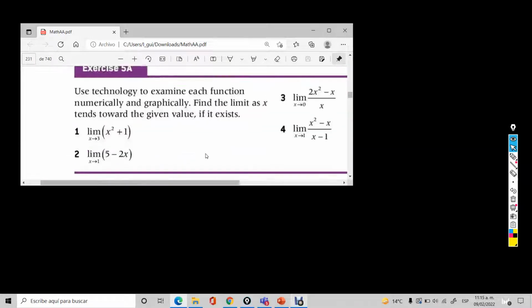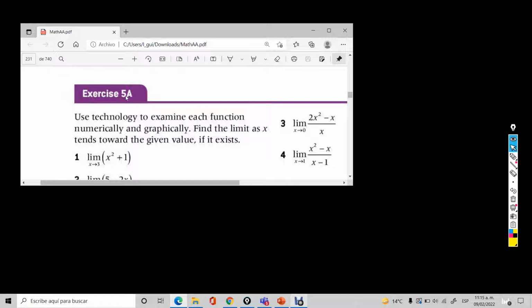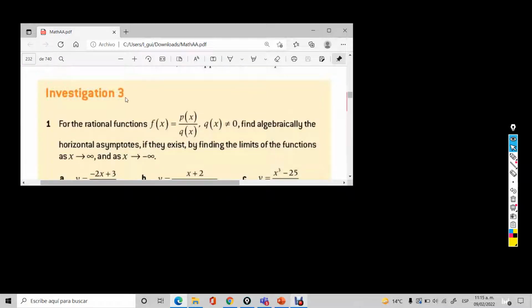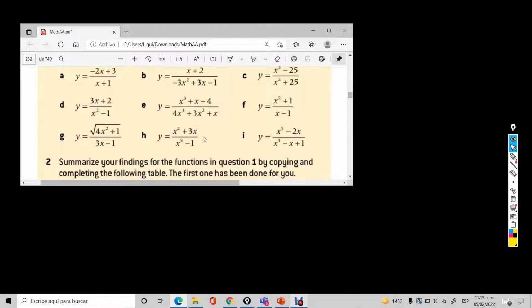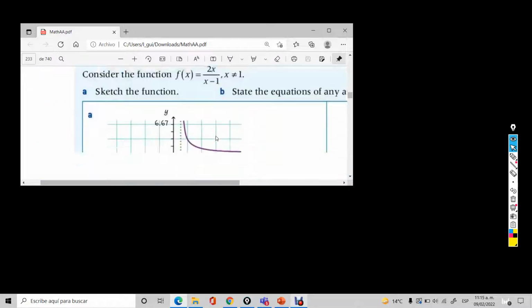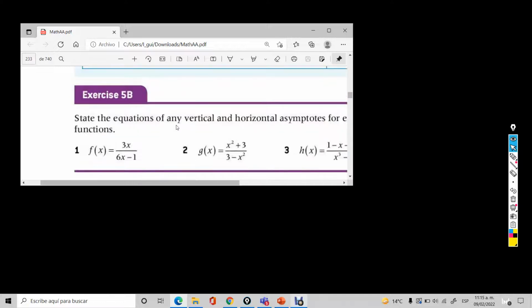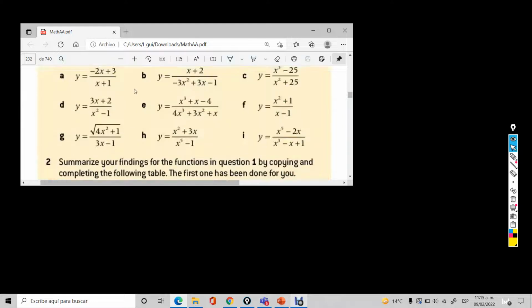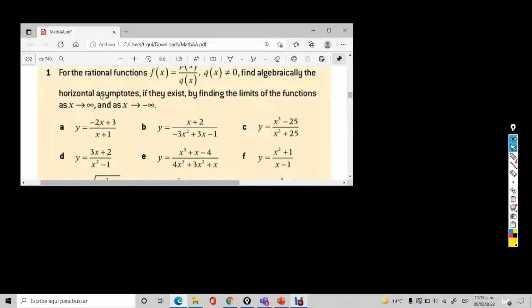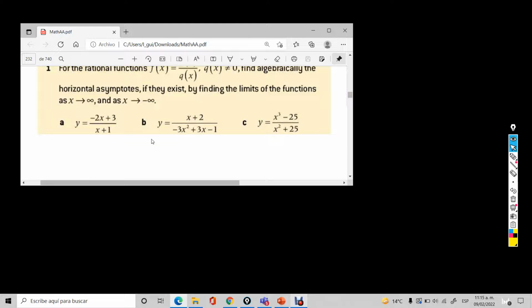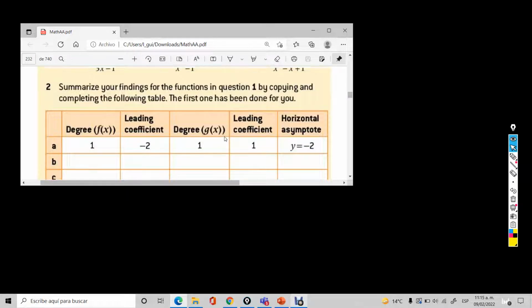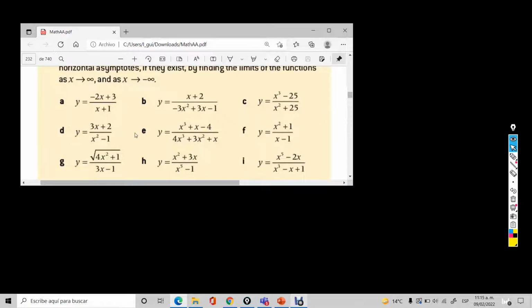The homework will be this: to solve the exercise section 5A and the investigation number 3, all of this 9, and then the exercise 5B, which is this one. Okay, so 5A, 5B, and all of these examples in here. Just pay attention to the instruction and take a look at this. It's not necessary to do this table, not necessary. All I want you to do is find the asymptotes in these functions if there are any.